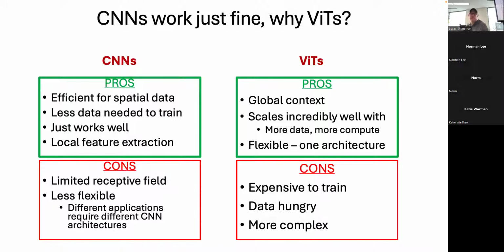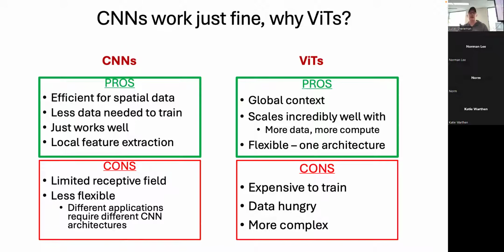But the cons is that because of that, they also have a limited receptive field. They often don't look at the whole image. Convolutional networks don't usually look at the entire thing. They're looking at parts of the image. And they're somewhat less flexible than vision transformers because for any particular application, you may need a different CNN architecture, right? So you might need to rethink carefully how you design your CNN for any given thing. Whereas a vision transformer can almost be applied copy and paste to almost anything.